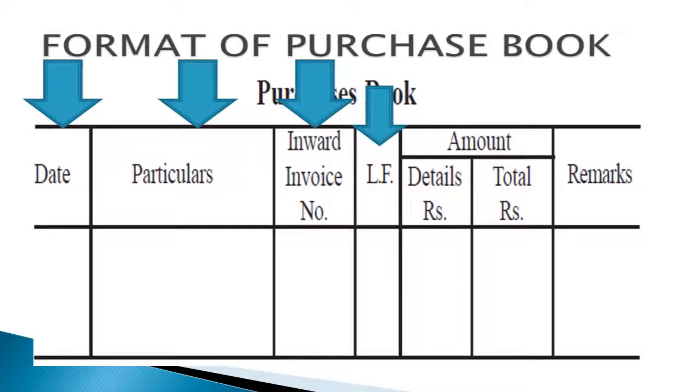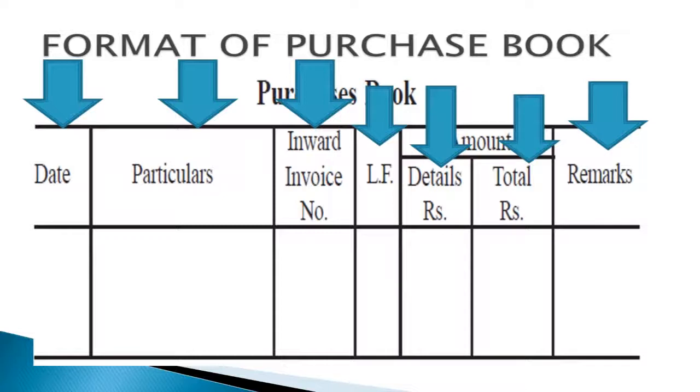LF column. This column shows the page number of the supplier's account in the ledger accounts. LF stands for ledger folio. Next one is the details column. It reveals the amount of goods purchased and the amount of trade discount. Next is the total column. This column represents the net price of the goods, that is, the amount which is payable to the creditors after adjusting discount and expenses, if any. And the last one is the remarks column. It contains any extra information in case needed to be disclosed.